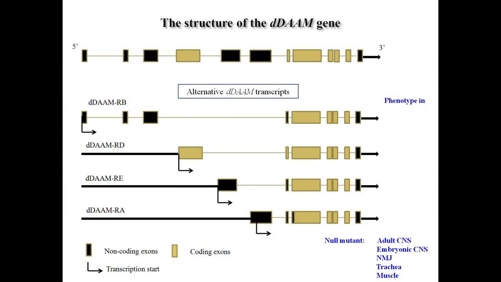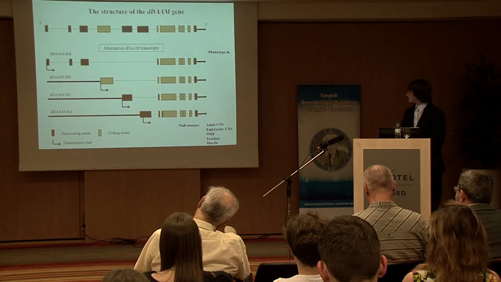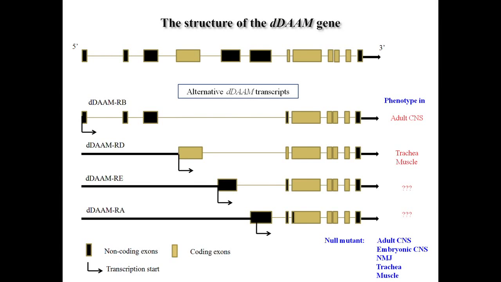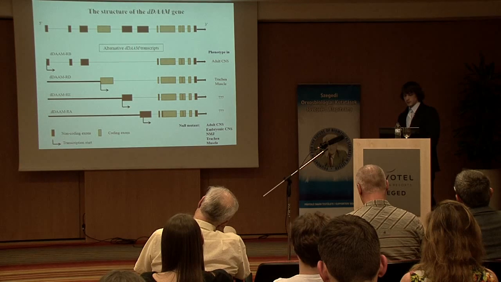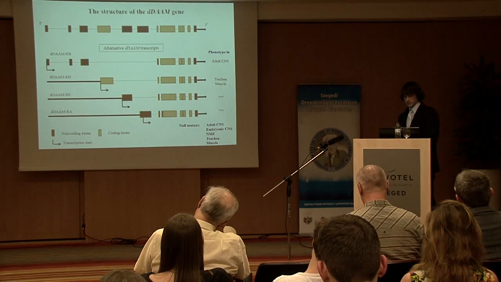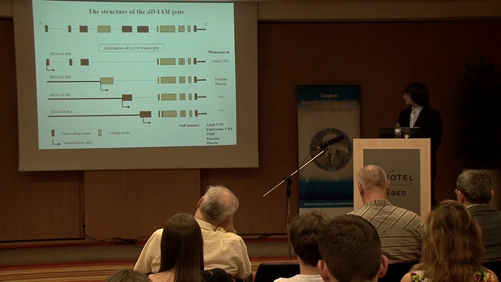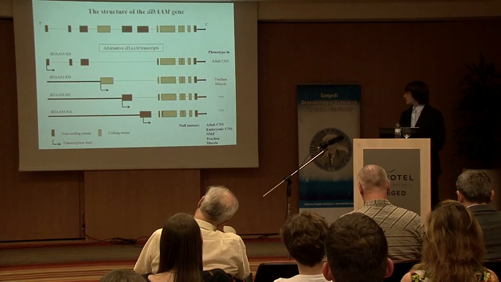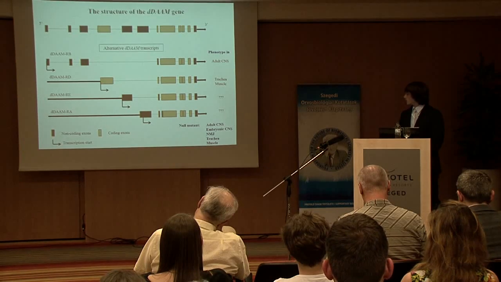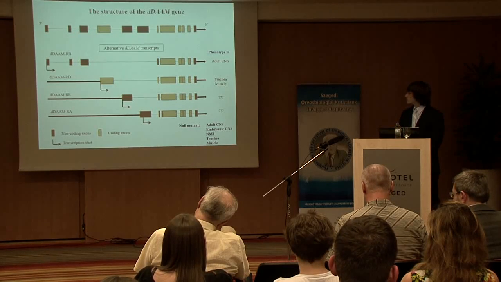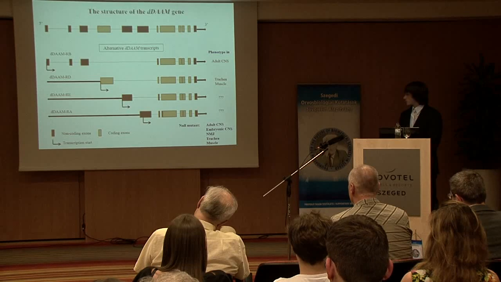This null mutant is lethal, and it has defects in the central nervous system, neuromuscular junction, and in trachea and muscle development. On the contrary, the RB-specific isoform has a function in the development of the adult central nervous system, and the RD is required for trachea and muscle development. My research is focusing on the RE and RA transcripts, for which we do not have specific mutants yet, although they may affect interesting functions related to the embryonic central nervous system and neuromuscular junction development.